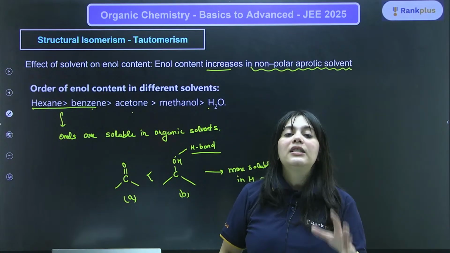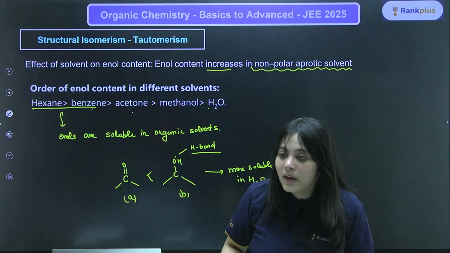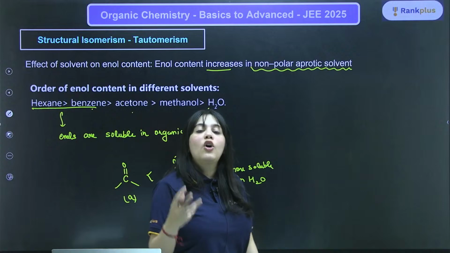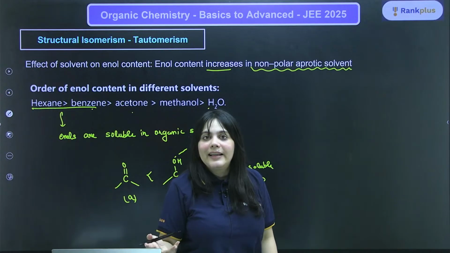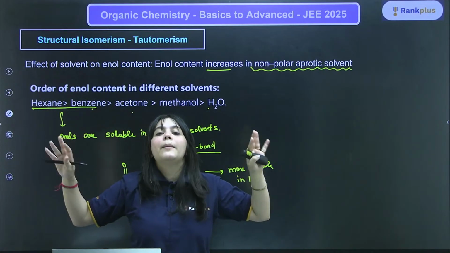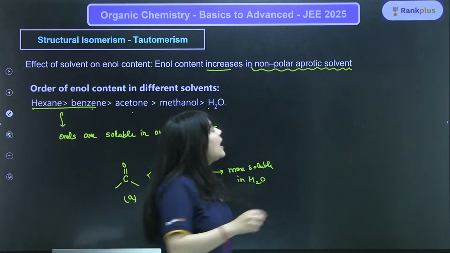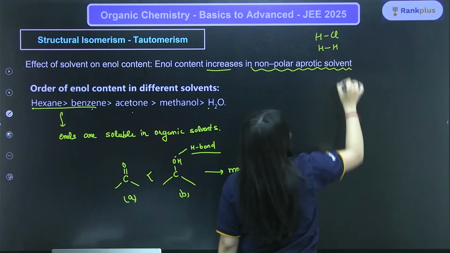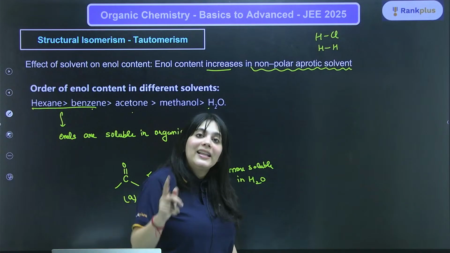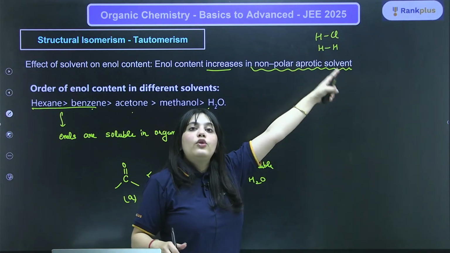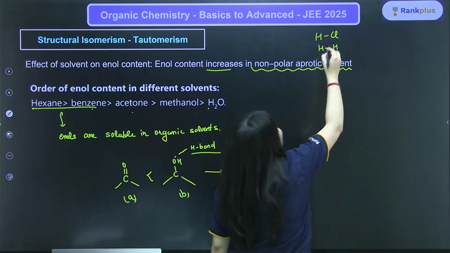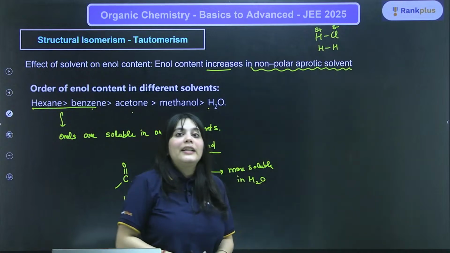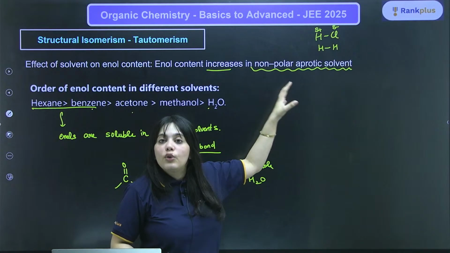So enol content is formed in which kind of solvent more? Whenever you take a non-polar aprotic solvent, what is a non-polar solvent? One which has zero polarity. Polarity means charge separation. For example, if I write an HCl molecule over here and an H2 molecule over here, in HCl you have connected the hydrogen with the more electronegative chlorine, isn't it? So this has a delta negative charge, this has a delta positive charge.